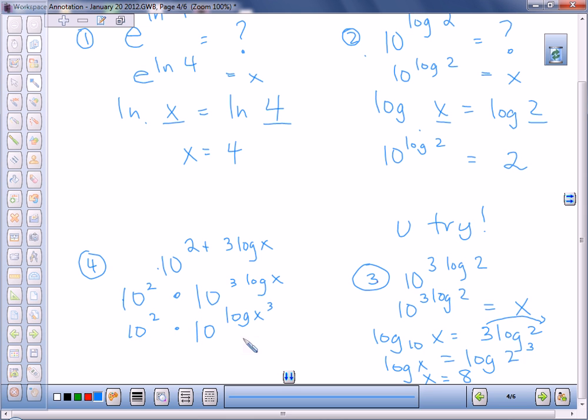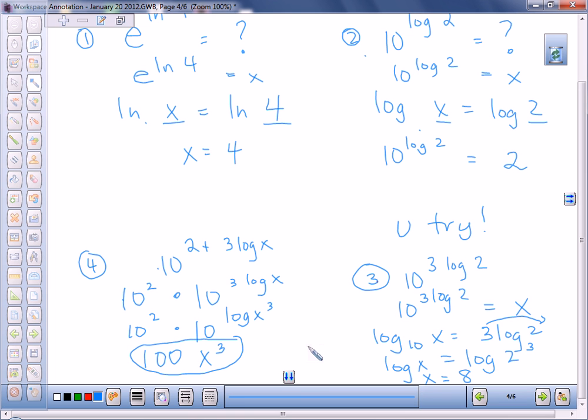Now, what did you notice happened over here? 10 to the log of 2 was 2. 10 to the 3 log of 2 was 2 cubed, 8. What would 10 to the log of x cubed simplify to? X cubed. So what does 10 squared simplify to? 100. So that simplifies to 100x cubed.